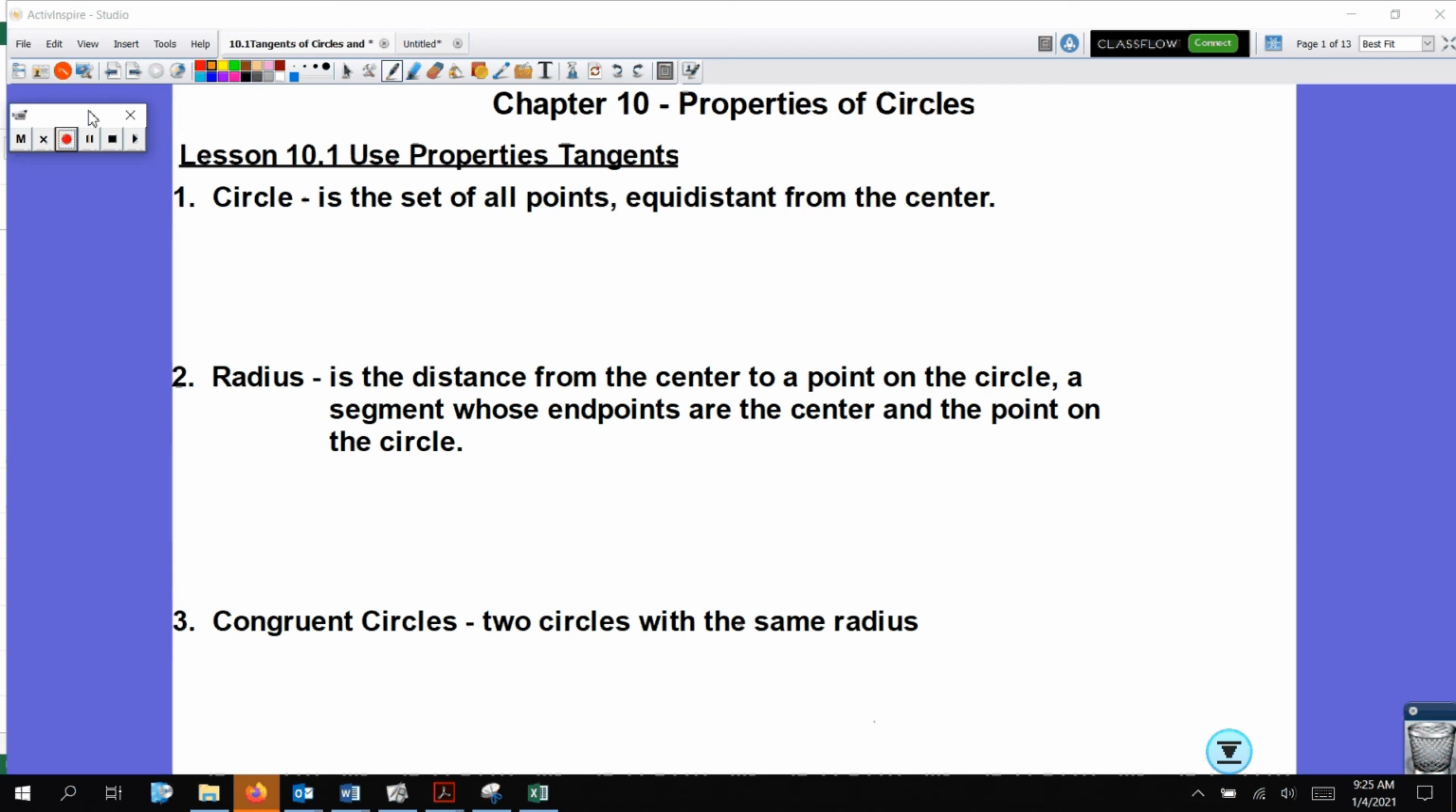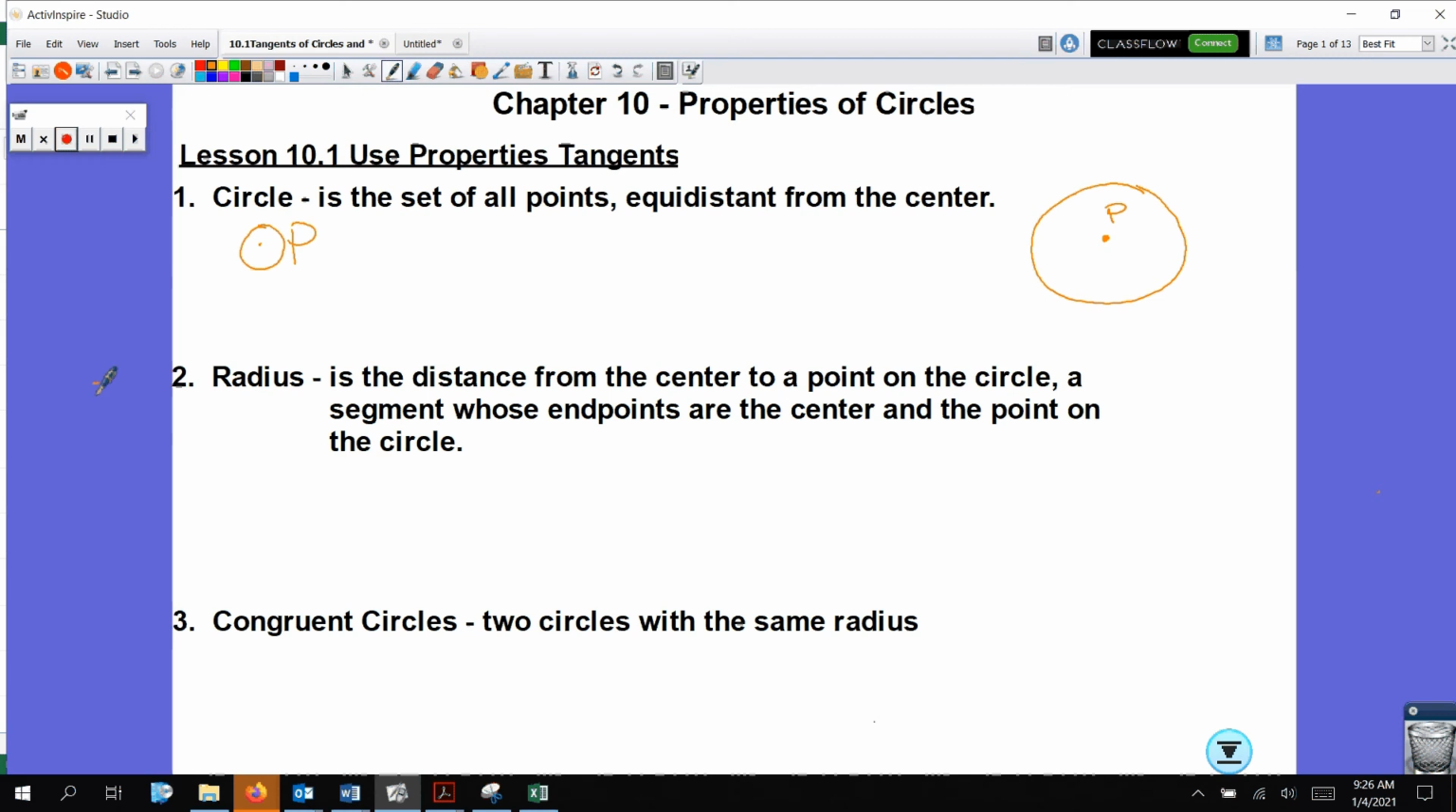Number one, a circle is the set of all points that are equidistant from the center. I'm going to do my best to draw a nice circle with the center P. The notation for a circle like this would be circle P. Whatever the center is, whatever that letter, that is how we name the circle.